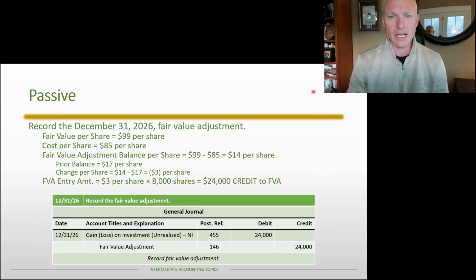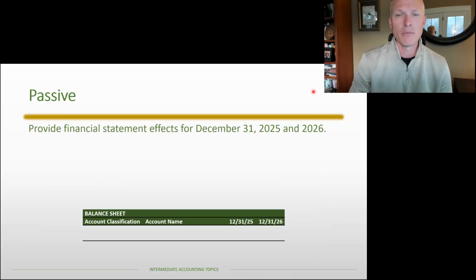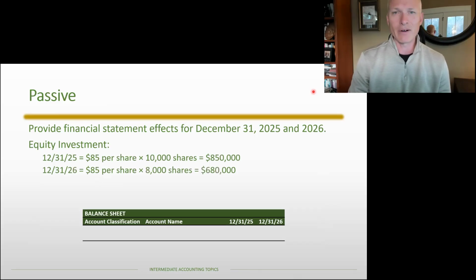And so then the next step is to take that information and figure out what happens within our financial statements. When we talk about these passive investments, we're going to look at 2025 and 2026. First of all, the equity investment account, hopefully it's pretty straightforward. It's just the cost of the shares times the number of shares that are being held at that time. And of course, it slightly varies year to year, depending on the number of shares that you still hold. And so that's the easier part of the two.